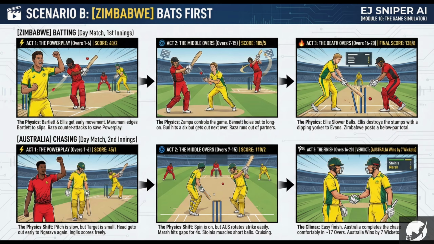By the middle overs, Adam Zampa applies the chokehold. Raza fights alone, but runs out of partners. In the death overs, Ellis unleashes his slower balls. The stumps go flying. Final score, a below par 138.